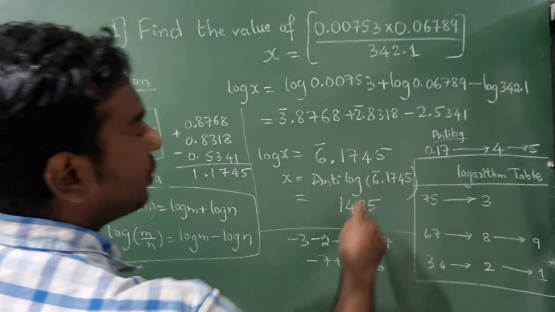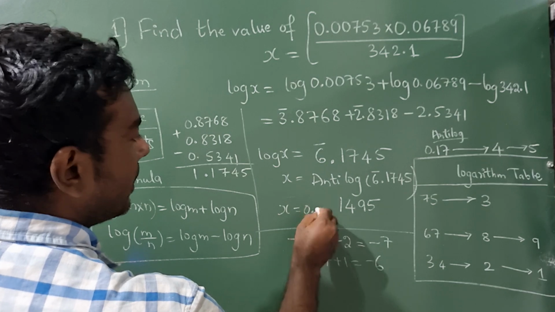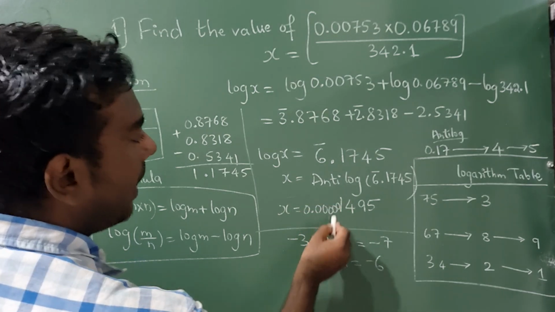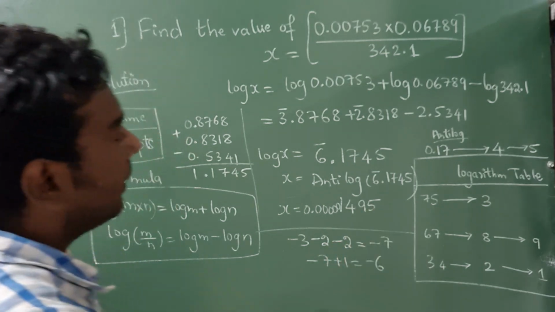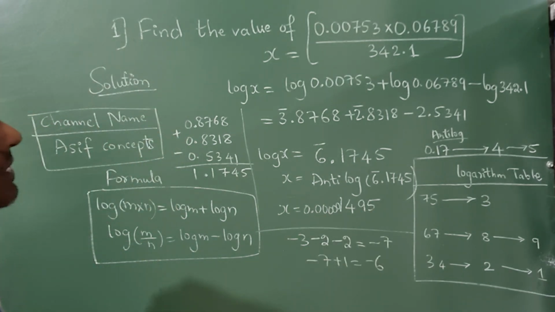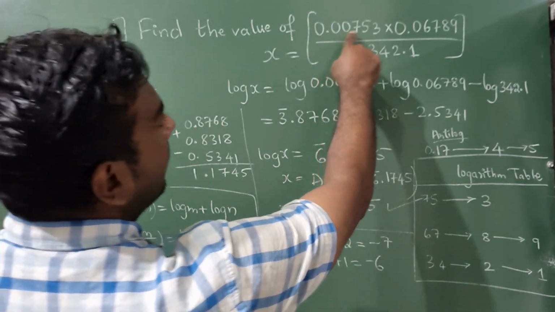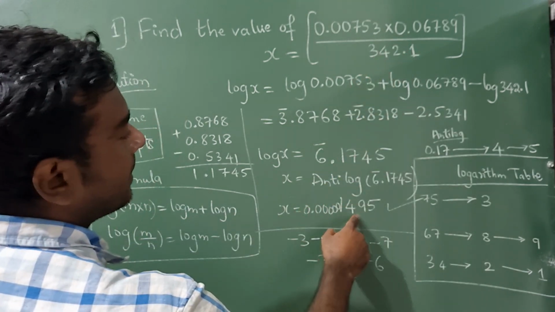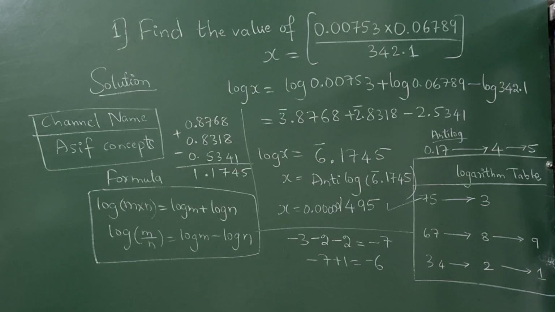6 bar means you should write 5 zeros. 0.00001495. After 5 zeros you should write 1495. Now to cross check whether this answer is correct or wrong, simply take a calculator, multiply these two, then divide with this, and you will get the same answer. Okay, so this completes your answer.